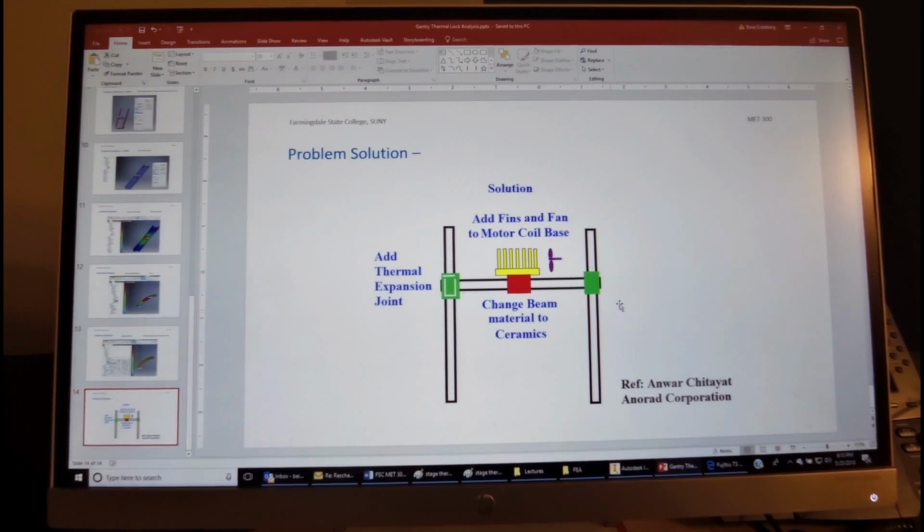This completes our presentation for this evening, and what we will do in our upcoming lab experiment is to actually design the fins and the thermal expansion joint, and change the material to the ceramic in order to simulate what Anwar Chitayat has developed about 20 years ago at Anurad.